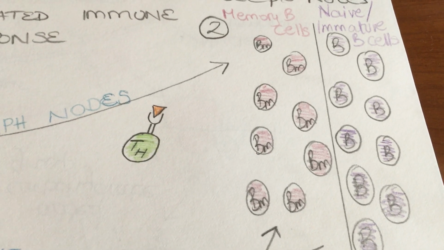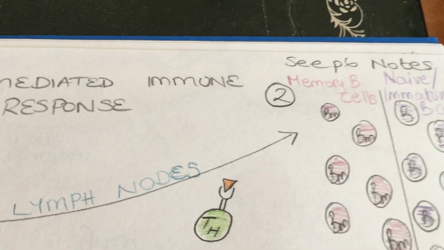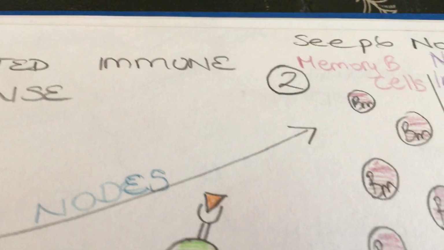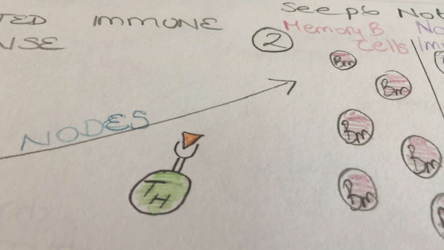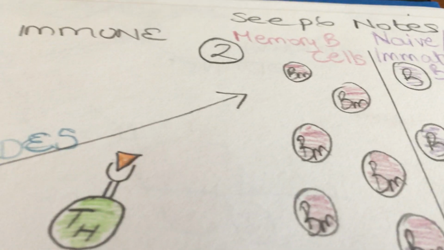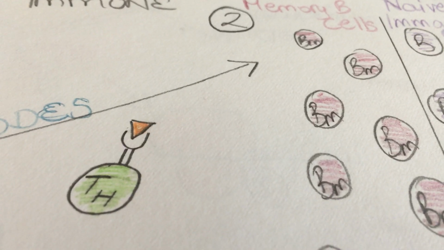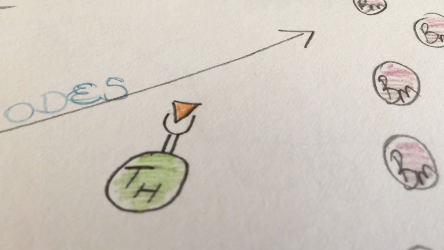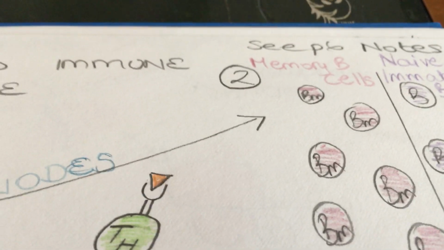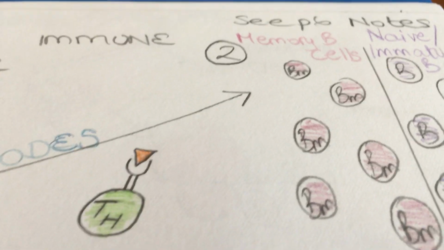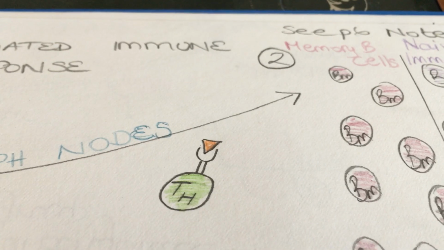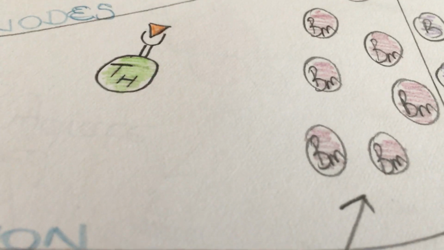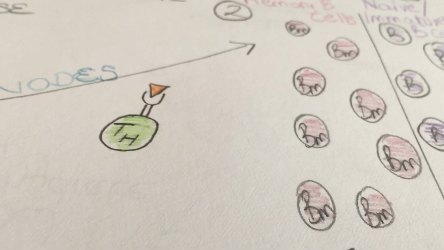So the T helper cell then basically asks the B memory cells, have you seen this antigen? It's very much like a wanted poster at a police station or online saying, have you seen this man? In this case, it's have you seen this antigen? B memory cells in this instance have not seen the antigen before. This is a new pathogen. So the memory B cells don't respond to the T helper cell.